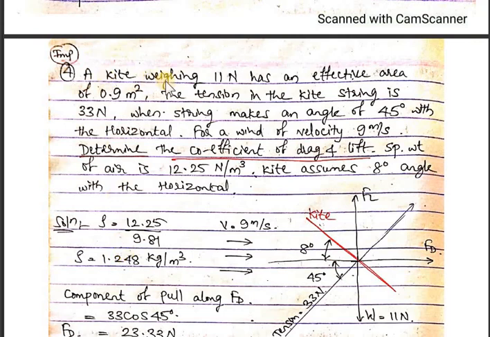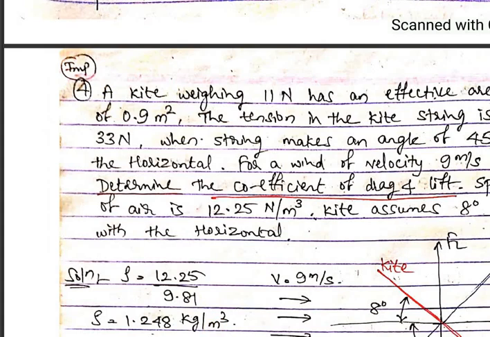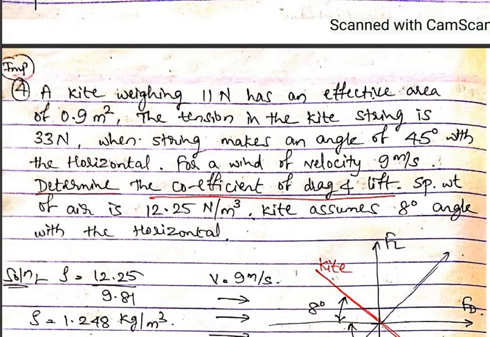The kite is weighing 11 Newton. Again, this is the weight of the kite, which you can consider as FD. Next, an effective area of 0.9 meter square is also given. Tension in the kite: to pull down the kite at a given direction, we have the string here, also pulling in the downside direction at 33 Newton. The angle is not given, or is it given, we'll see.